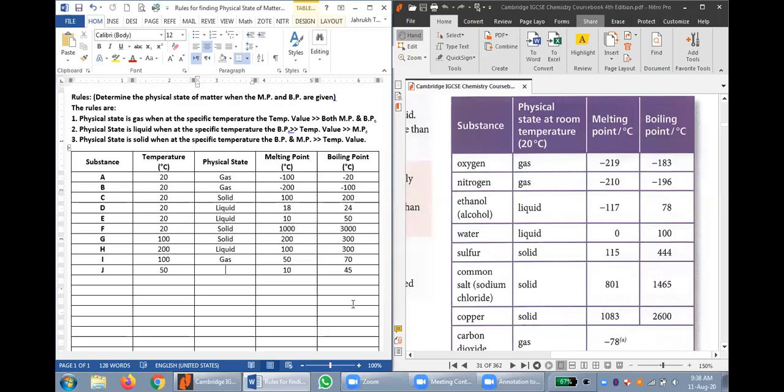Who did I ask you to solve J? Fatma, is it? Yes, sir. Fatma, what would be the answer? So it's gas. Why, Fatma? Because melting point and boiling point are lower than the temperature. Okay, very good, very good. ठीक है?